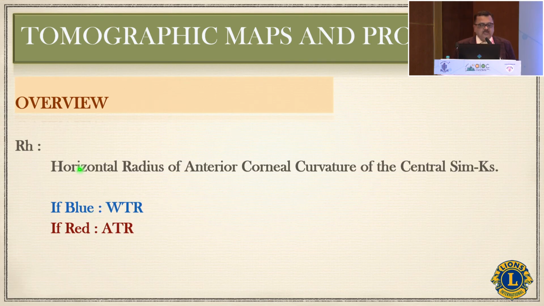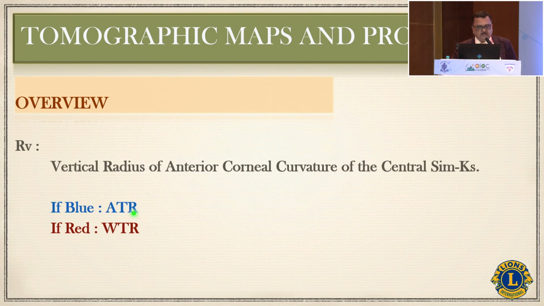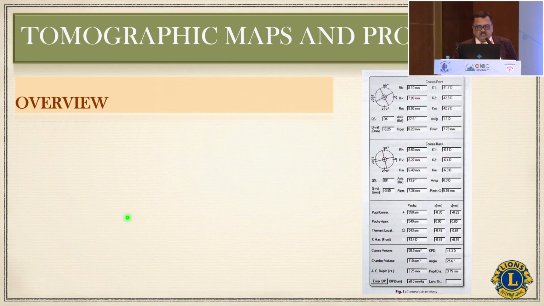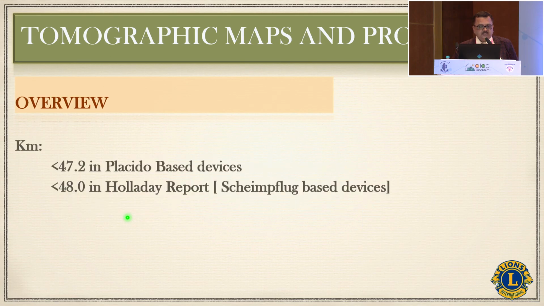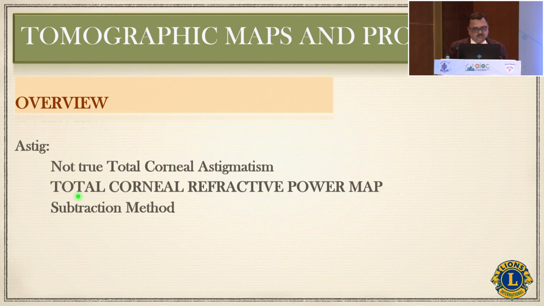If we look at the horizontal of the interior curvature, if you look for the blue, it is with the rule. If the R vertical is blue, it is against the rule. This is the table. These are the overview. If you have a Placido based device, the K minimum should be 47 and Holladay it is 48.